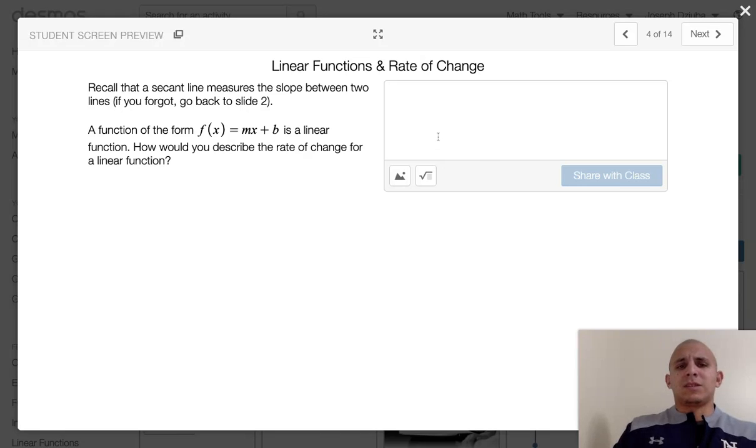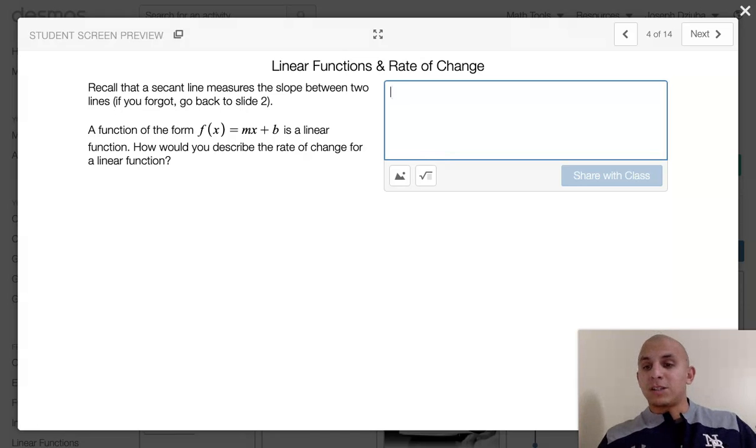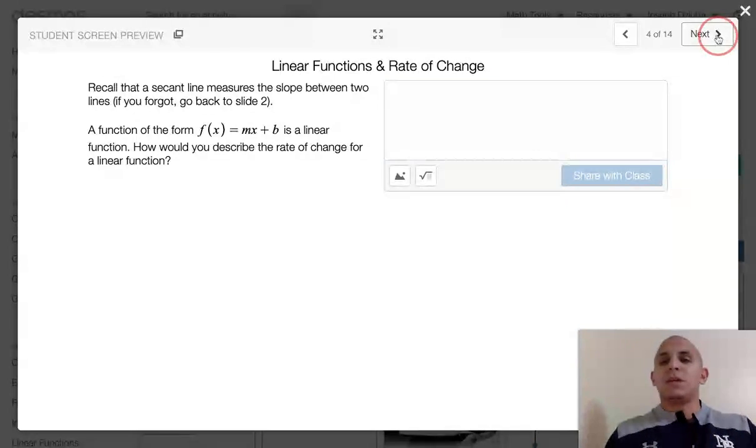Recall that a secant line measures the slope between two, that shouldn't be lines, but points. If you forgot, go back to slide 2 where we spoke about this. A function of the form f of x equals mx plus b is a linear function. How would you describe the rate of change for a linear function? If you've watched this video, I've already used the particular word, but I'll leave this up to you and your peers to define.